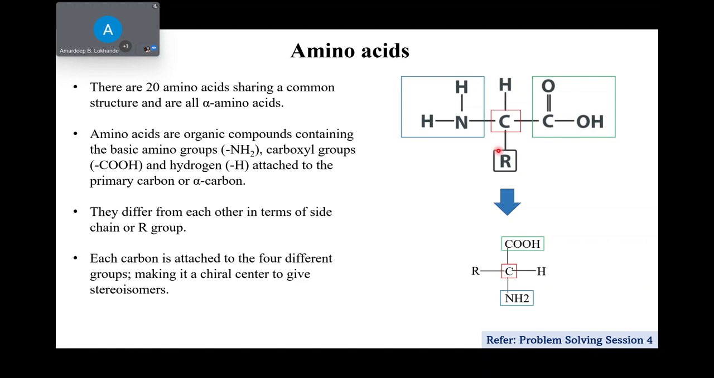So the first one is tRNA. I'll just briefly show you again where the anticodon is actually present.